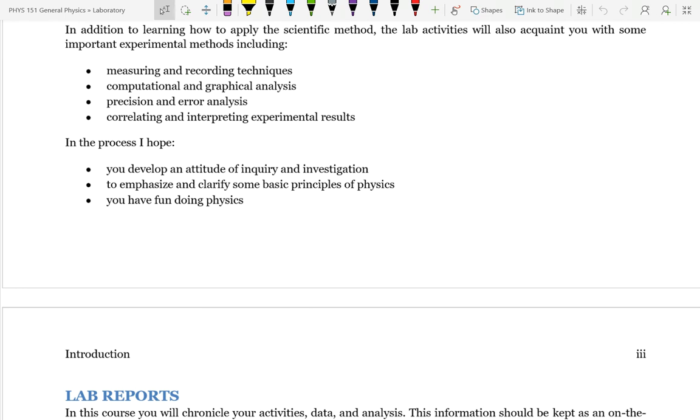I have here the introduction section of the lab guide plus the instructions for today. I'm going to go through a few of the things from the lab guide, things like how the reports work, and then go over the lab.